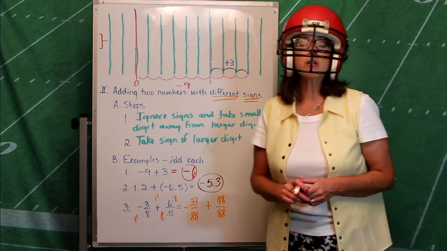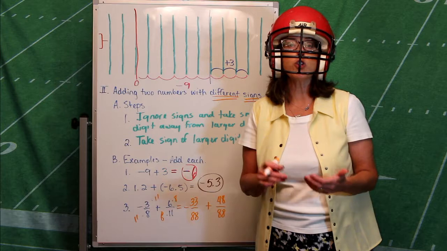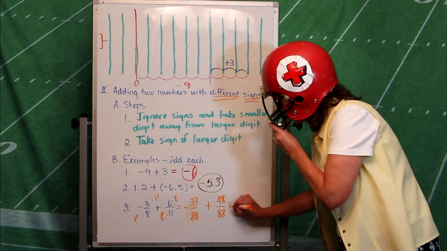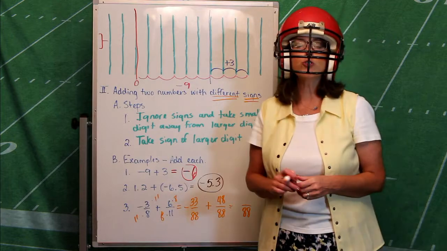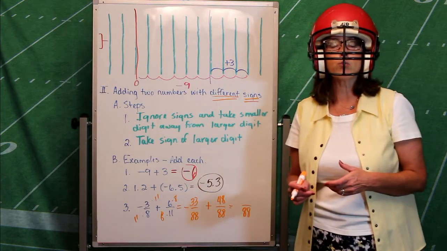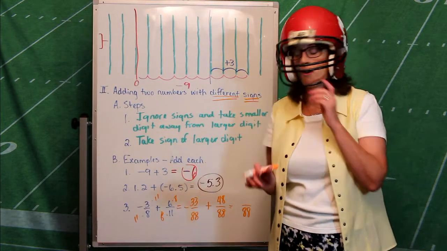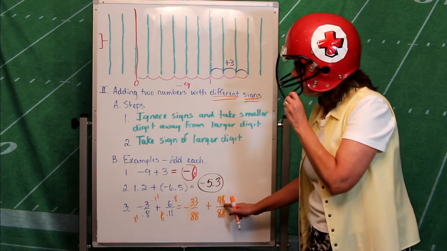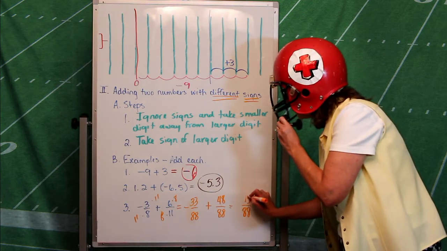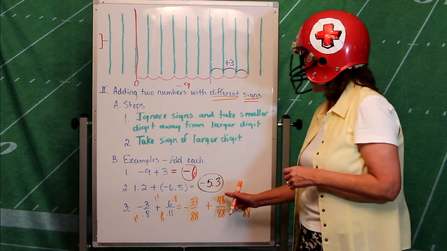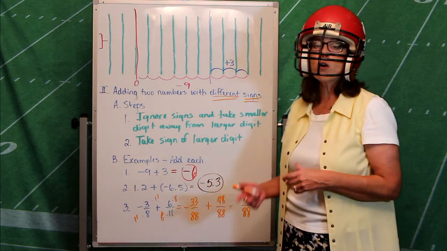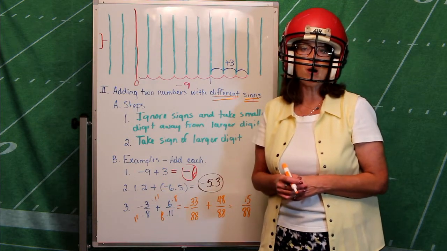And now, once again, I'm going to take the smaller digit from the larger digit. Now remember, I worked awfully hard to get that common denominator, so I'm going to keep it. And I'm going to take the smaller numerator away from the larger numerator because I'm ignoring the signs right now. So 33 from 48 is going to be 15. And I'm going to take the sign of the larger one because it overpowers. The 48 is larger than the 33, so I'll take its sign, which means my answer is positive.